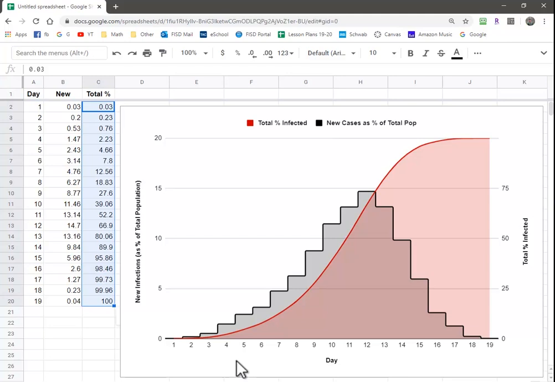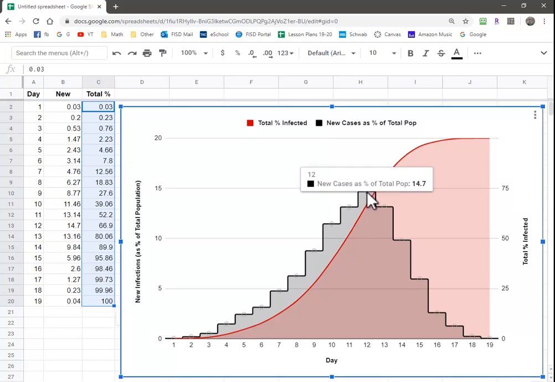The black bar step chart in the background tells us how many new infections in terms of total population percentage came in on any given day. So you can see right here on day 12, this was a particularly devastating day. On day 12, 14% of the population started the day healthy, but then got the virus at some point that day. That's a huge jump. So here on day 11, 52% of the population had the virus. And then this jump right here of 14% took us to a total of 66.9% of the total population having the virus at that point.